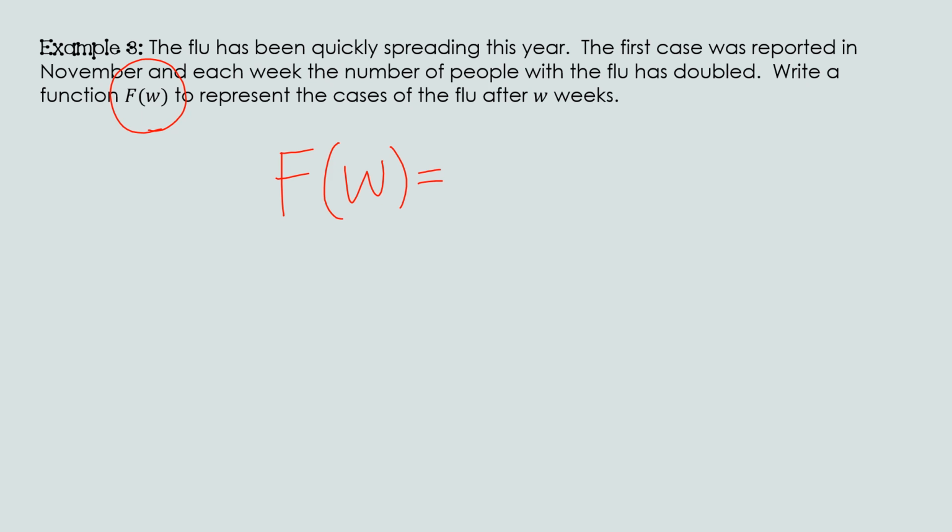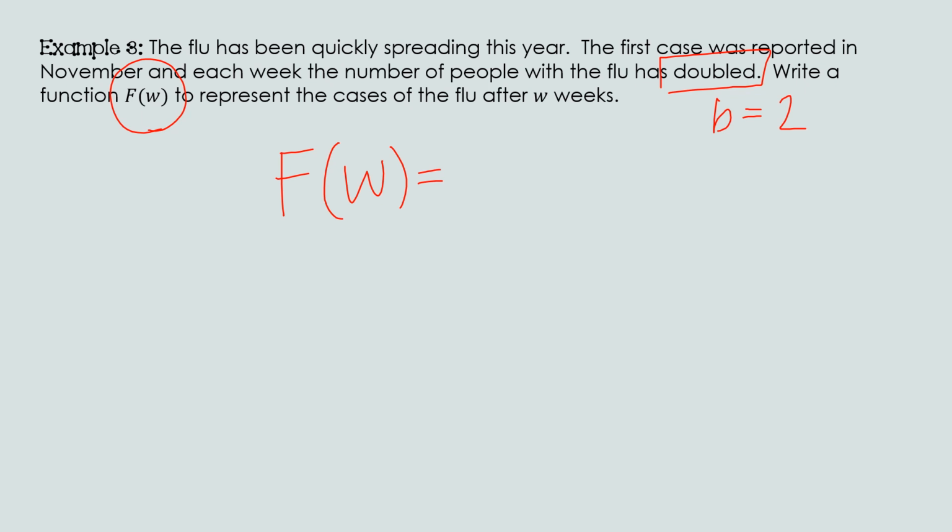Now, what's the initial value? I do see that the flu is doubling, so that means that my multiplier is 2. So my base is going to be 2. But does it give me an initial value? Well, it says the first case was reported in November. So how many cases did it start with? It started with just 1.